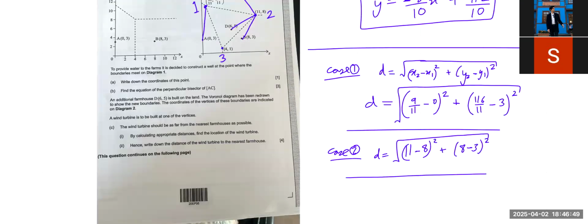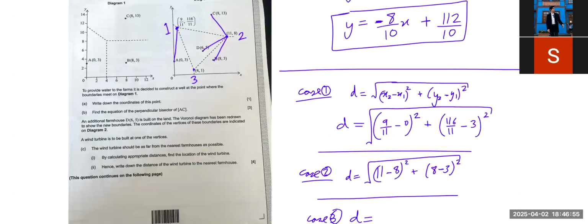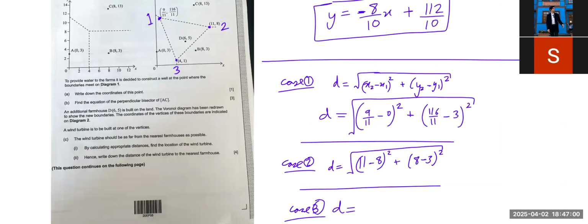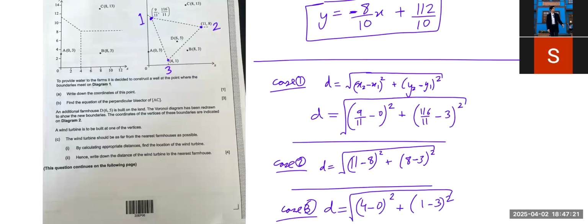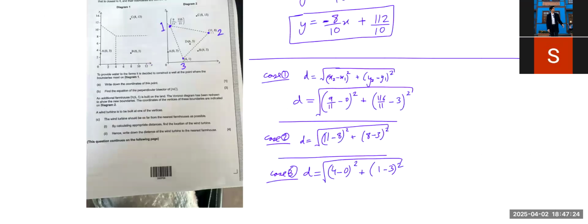And finally, case 3. Can you tell me just the formula for any one of the three pairs for case 3? Pick your pair of points. So 4 minus 0, 4 squared, minus 0 whole squared plus 1 minus 3. Exactly. So you're finding the distance between this point and this point. As you can see, by eye, it looks like this is probably going to be the biggest. So this is where we would want to build our wind turbine.